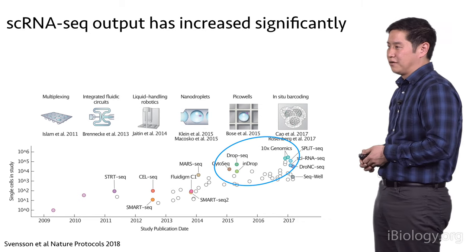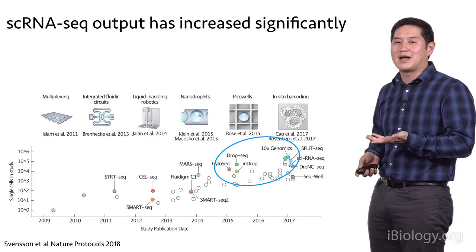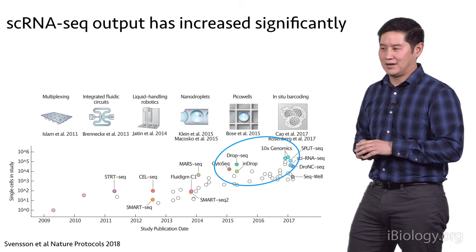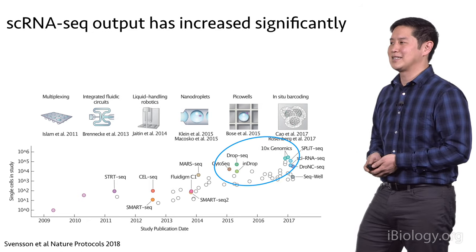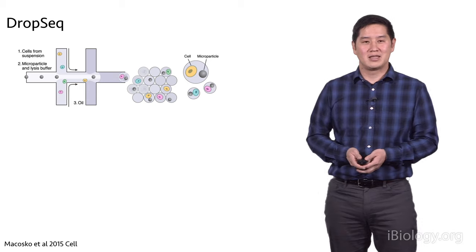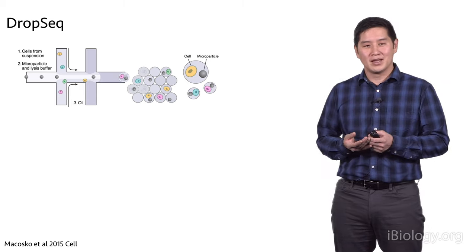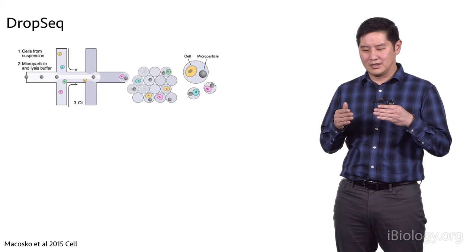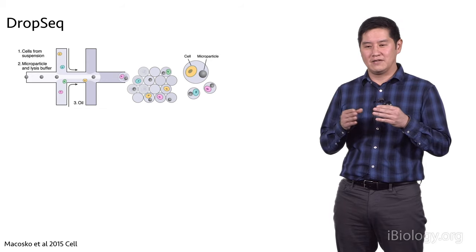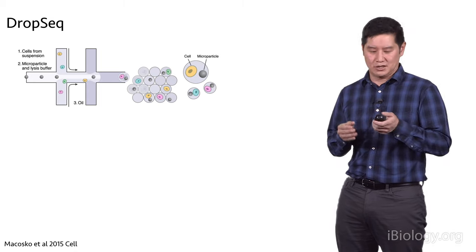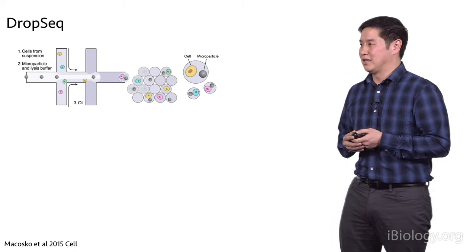And so a few years ago, there were a few methods that came out that parallelized this process, taking advantage of different techniques that we'll go into next. The first one we'll cover is the method DropSeq. This is a method that uses microfluidics, different methods of creating very, very small volume droplets and doing molecular biology within those droplets.